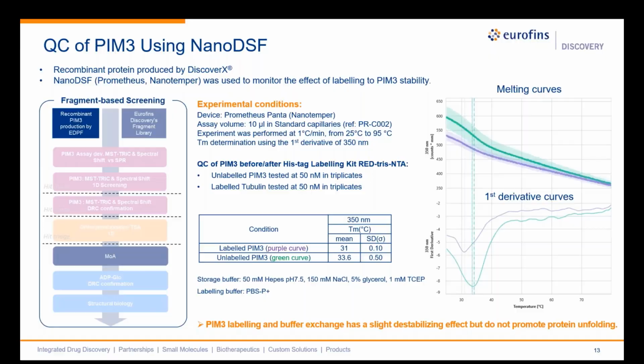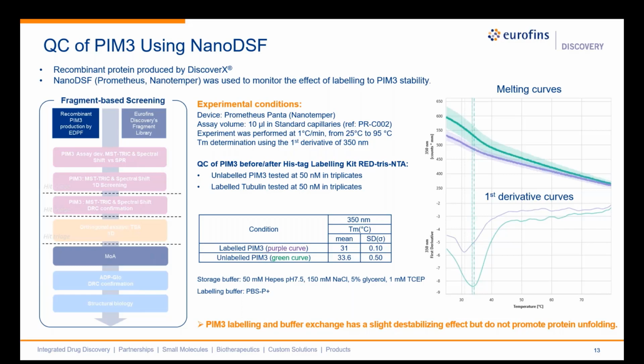Thank you, Vanessa. The quality of recombinant protein is key for the development of robust biophysical assays. For this study, we used the recombinant PIM3 produced in-house by Eurofins Discovery. First, we checked the protein thermal stability in the storage buffer and the effect of the fluorescent labeling using nano-DSF. The Prometheus Penta enabled us to work at a low concentration, 50 nanomolar, which is the concentration obtained after labeling. This wouldn't have been possible using the traditional thermal shift assay with SYPRO Orange.